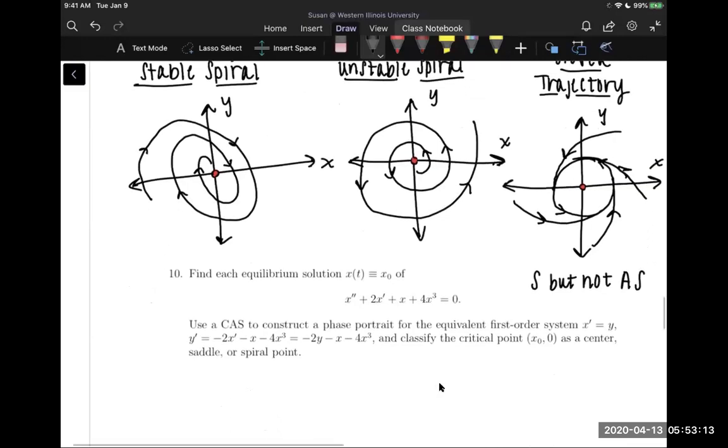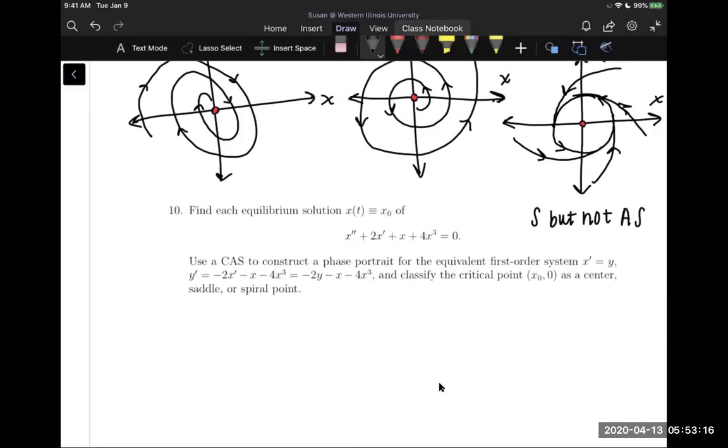All right, so let's do an example. We want to find each equilibrium solution of the given system and then use a computer algebra system to construct the phase portrait. And then from that phase portrait, classify the critical point as a center, saddle, or a spiral point. So what I want to notice here is I want to take a look at this differential equation. And this is a second order differential equation in x. And when we defined finding critical points, we looked at setting a system of first order DEs, each piece equal to 0, and solving simultaneously.